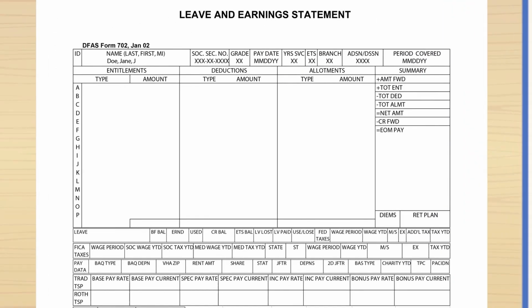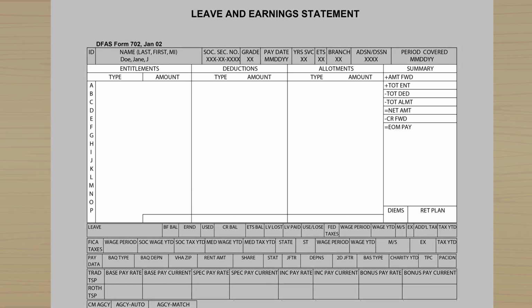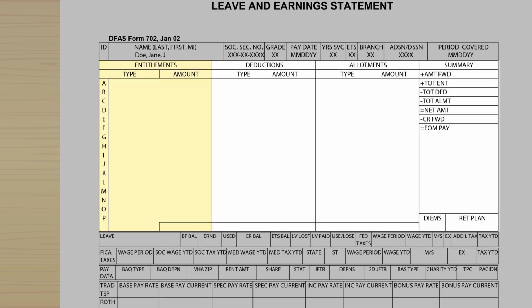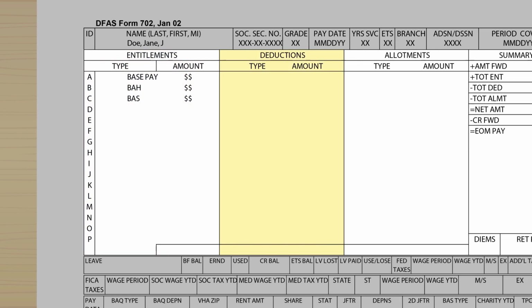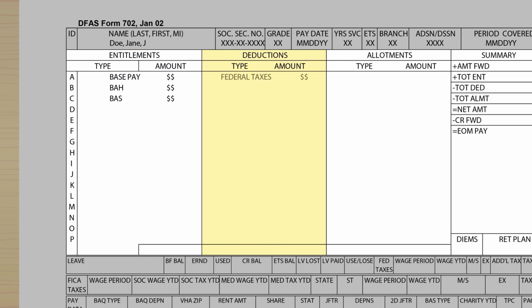Let's move on to entitlements, deductions, allotments, and summary. Think you were entitled to extra pay? Wonder why your pay is higher or lower than you expected? The entitlements section lists the current and retroactive entitlements you're receiving in the pay period, such as drill pay for those in the National Guard or Reserve. Basic allowance for housing, or BAH, and basic allowance for subsistence, or BAS, are covered here. The deduction section contains withdrawals such as taxes, service members' group life insurance, and dependent dental insurance.